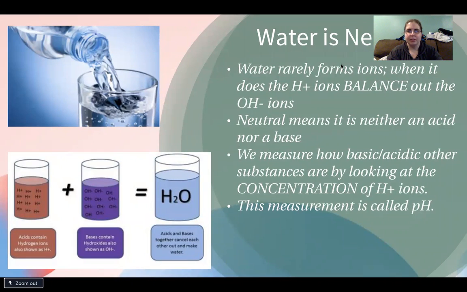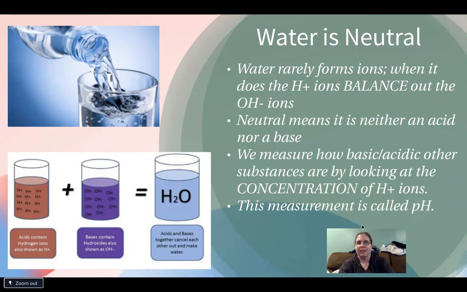So first off, let me move this. There we go. So water is neutral. What we mean by that is that it's neither an acid nor a base. So what does that mean again? Water rarely forms ions. When it's in its liquid form, it doesn't want to break apart. So remember, the structural formula for water is H2O, and it does not want to break apart into a hydroxide ion, which is OH minus, and a hydrogen ion, H plus.